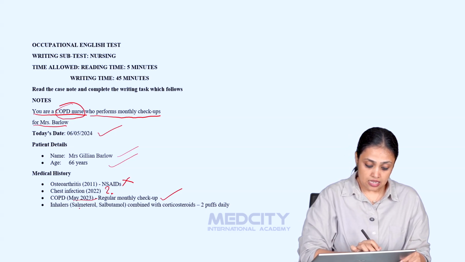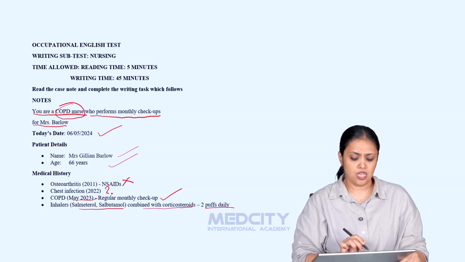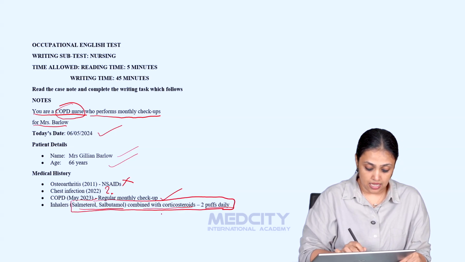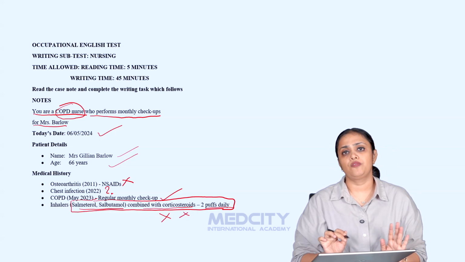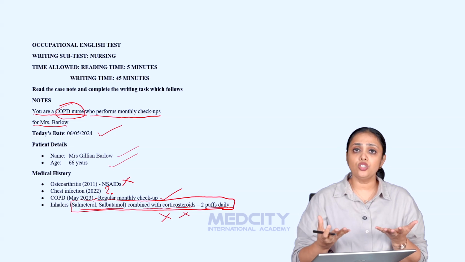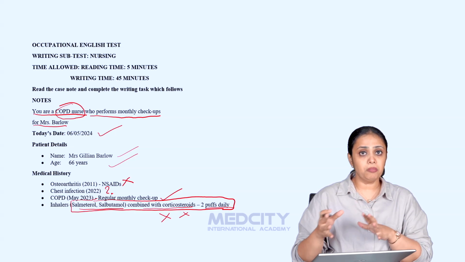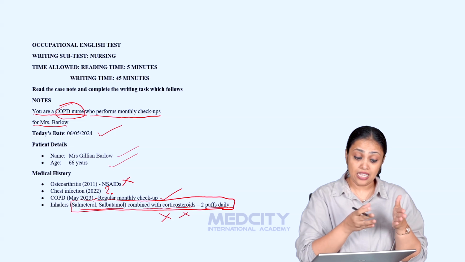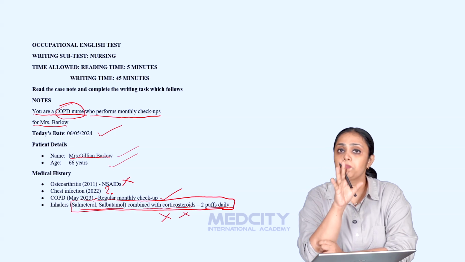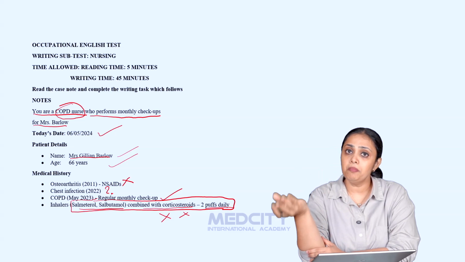Then inhalers, salmeterol, salbutamol combined with corticosteroids, 2 puffs daily. Do we need to consider that? No. You should never be including the names of these medications to the manager of the smoking cessation center because the smoking cessation clinic manager has nothing to do by knowing the names of these medications. Of course, maybe you can just update him that the patient, not he, sorry, she, it's a female, Mrs. Gillian Barlow. So this patient is on some kind of management or medications for COPD, but you don't have to list out the names because the reader is not a medical person.